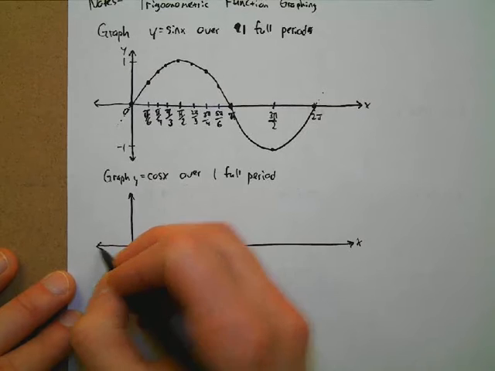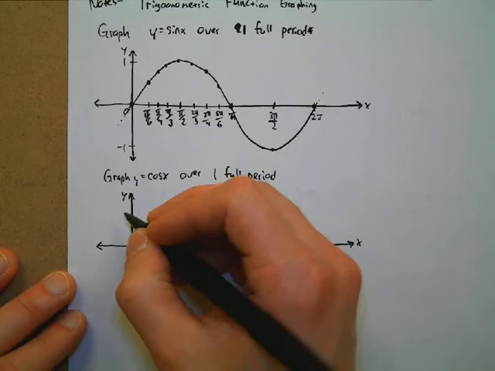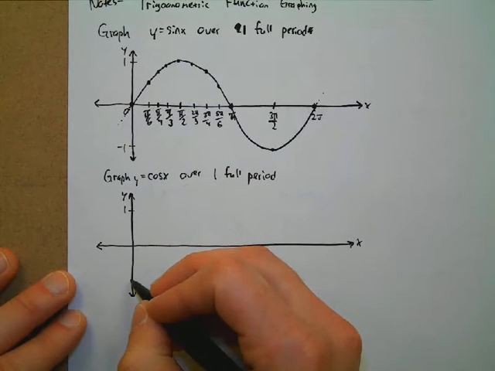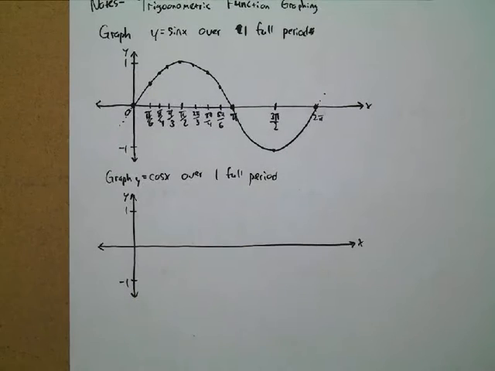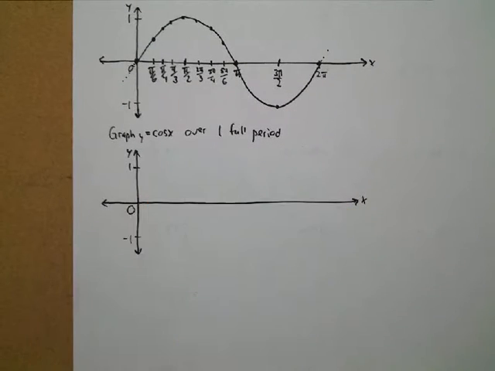Okay, again, we'll start at 0. So, as it turns out, cosine also has a full period from 0 to 2 pi. So what I'm going to have you do, to help you graph these things, is to graph your starting point, 0. Then we're going to graph out to the ending point of the full period, so to 2 pi.